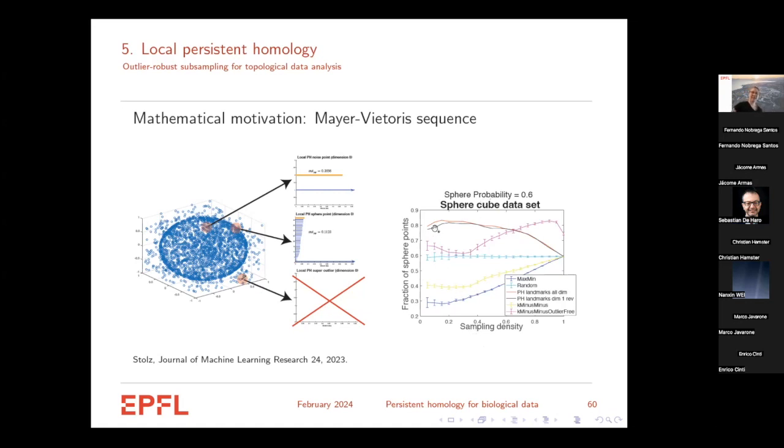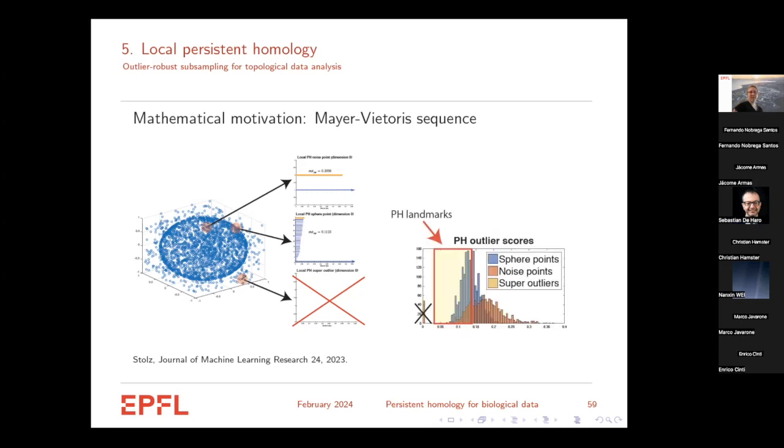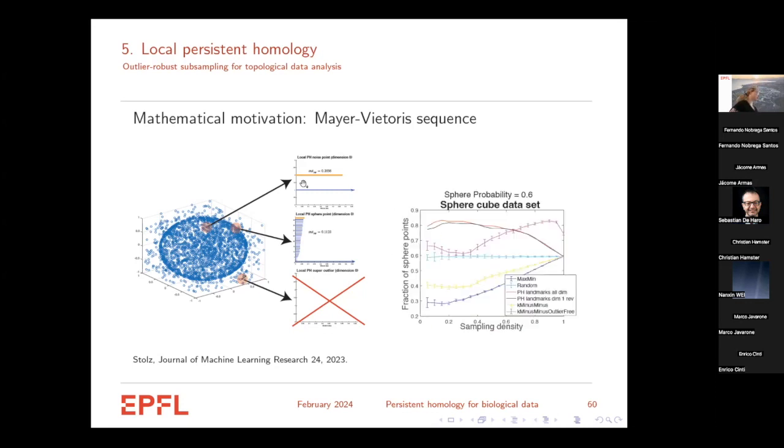And in black and in red, we have persistent homology-based scores with which we select data points as landmarks, whereas the other lines are. How do you define the scores? So I take the length of the longest non-infinite bar in dimension 0, 1, and 2. I don't have time to go into this too much, but this is inspired by the Maya-Vittori sequence, and it tells you something about how relevant a particular point is for the overall persistent homology of the data set.